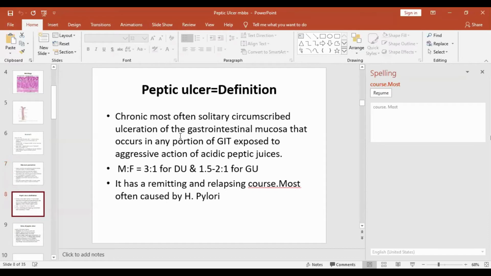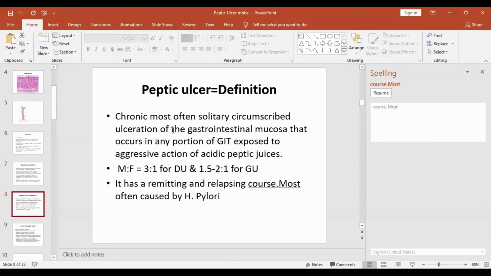GIT mucosa, it is not only stomach. I'll tell you what are the various sites of peptic ulcer. So GIT mucosa that occurs in any portion of the GIT, wherever it occurs, that part should have been exposed to the aggressive action of acid and pepsin, that is acidic peptic juice. So acid and that proteolytic enzyme should be there to cause it.